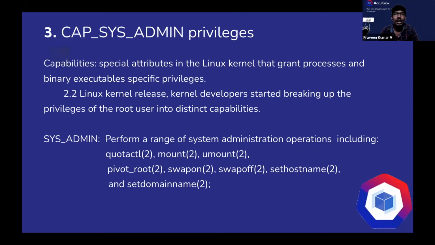Capabilities are isolated. In 1990s, capabilities were introduced in kernel version 2.2. Kernel developers started breaking the privileges of the root user into restricted capabilities. Then there is CAP_SYS_ADMIN, which is similar to sudo, not exactly, but similar. It allows system operations like mount, unmount, pivot_root, and swapon. These are the privileges.